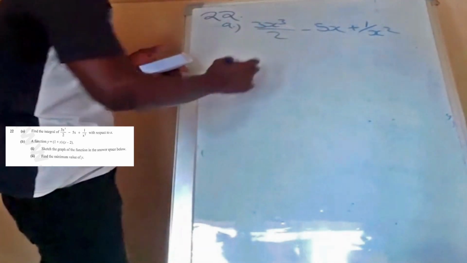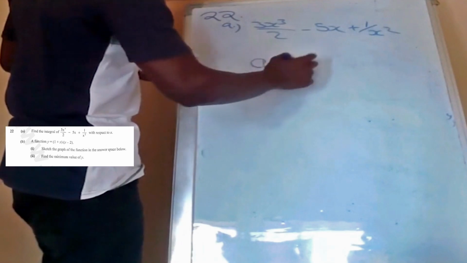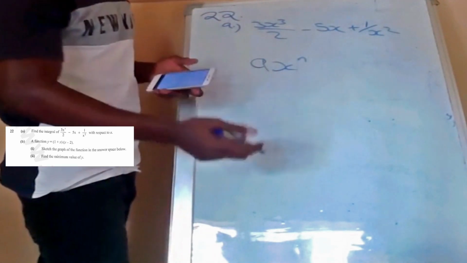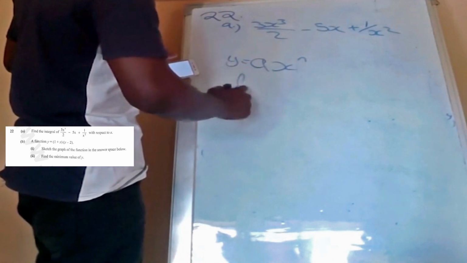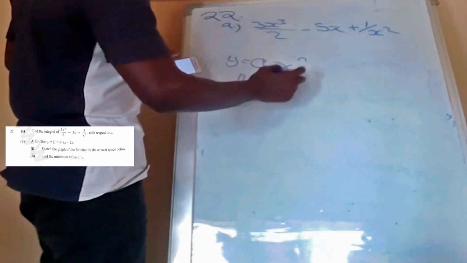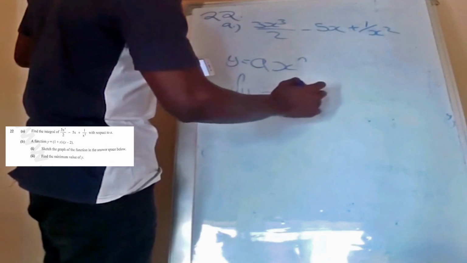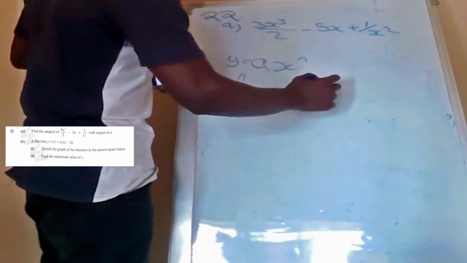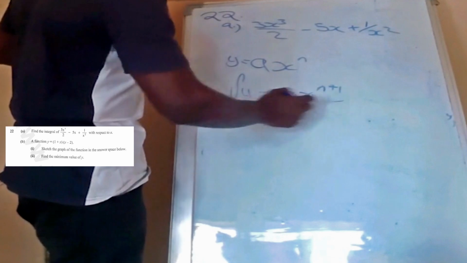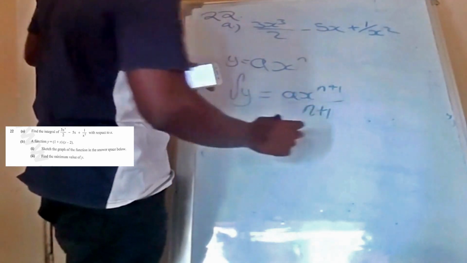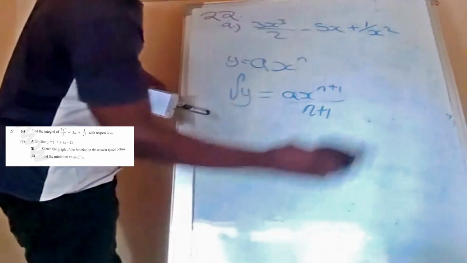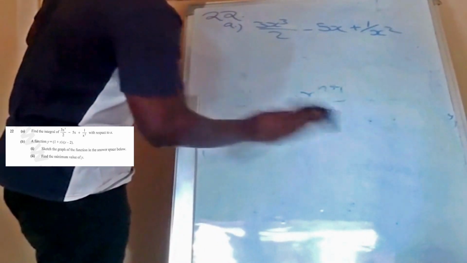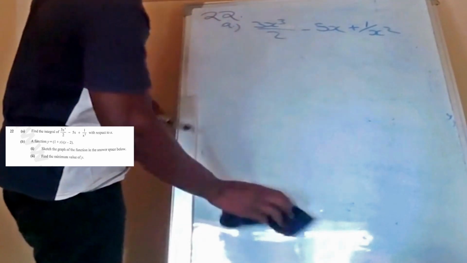This is how we go about it when you've got a x to the power n. Let's say y equals that. To integrate this, we get a x to the power n: we add 1 to the power of x, and we divide everything by n plus 1, the new power of x. That is what we're going to do for each and every term that we have.